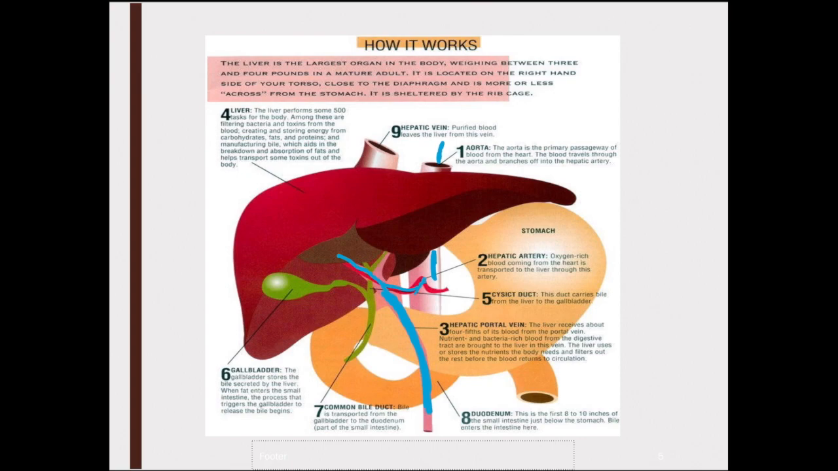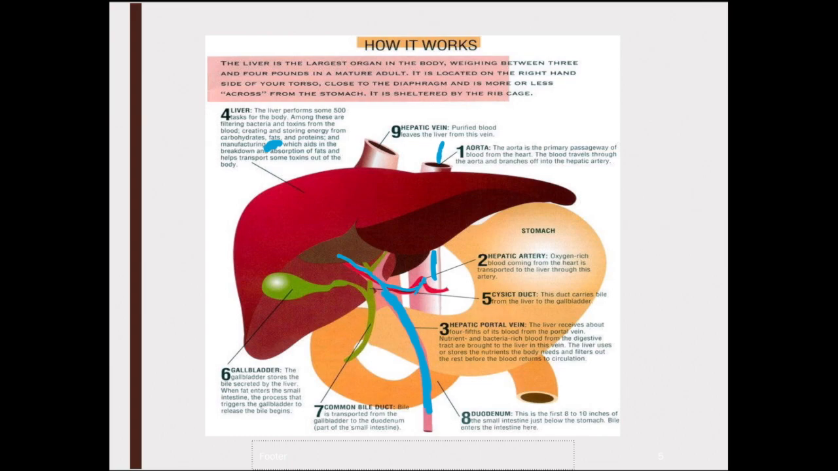So the liver performs about 500 different tasks for the body. Don't worry, you don't have to know them all. The main ones are filtering bacteria and toxins from the blood, creating and storing energy from carbohydrates. We talked about that last week. Fats and proteins, breaking those down and storing them as triglycerides, or breaking them down into amino acids, and so on, and manufacturing bile. Bile is really important. It aids in the breakdown and absorption of fats in the intestine, and we'll talk about that later.